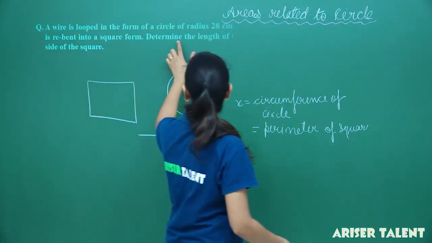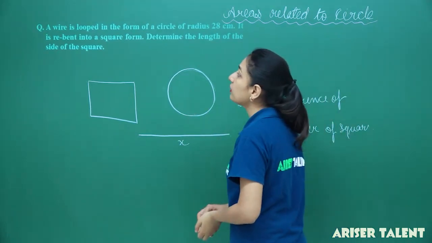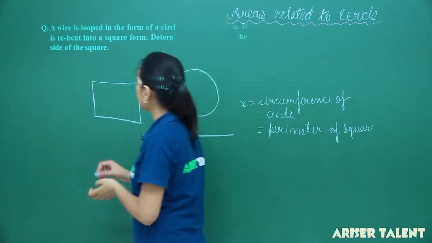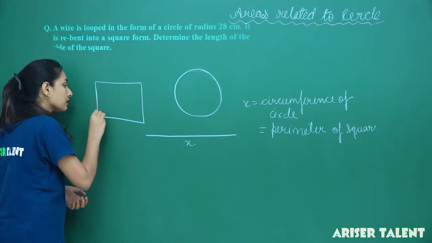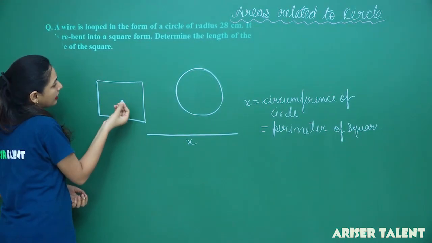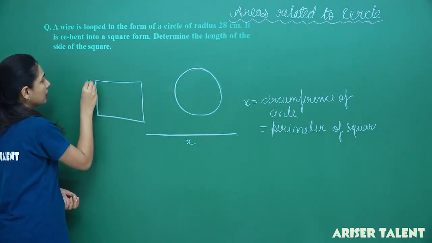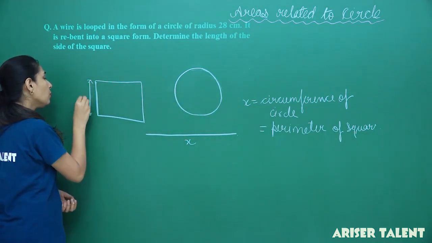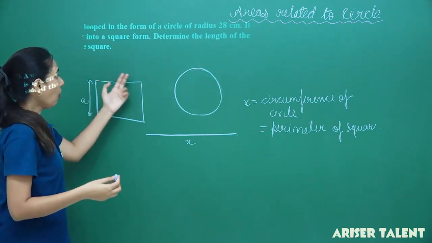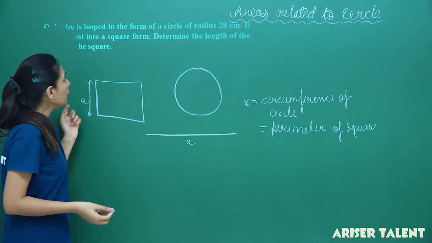Now it's saying to determine the length of the side of the square. Let's suppose we call this side A. If it's a square, all sides will be equal. So what is the value of this A?